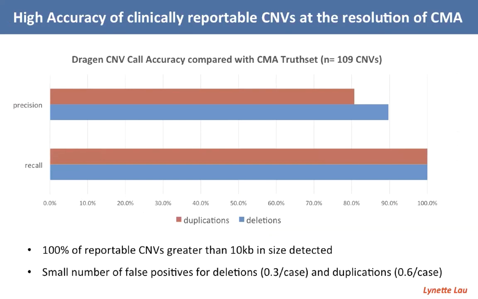The other end of the coin here is looking at precision. As I said, 100% of the reportable CNVs greater than 10 kb were reported. So this is 109 in total. And interestingly, the precision is quite high as well. This is just with the Dragon caller that we're going to be using, for deletions and duplications. On average, over these 31 samples, we didn't get very many: about 10 different false positives over the size of 10 kb, and about 15 to 18 false positive duplications.